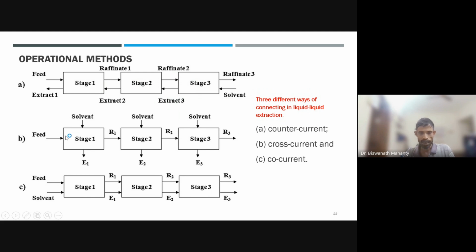The second one is known as cross current. So basically in each stage, some amount of solvent is coming in contact with the target compound. Feed is moving from stage 1, stage 2, stage 3. But solvent is not like this scenario. Rather, each stage has its own extract and we can finally join them up. That is called cross current extraction process. And the third one is feed and solvent moving in parallel across different stages. So this is known as co-current extraction method.